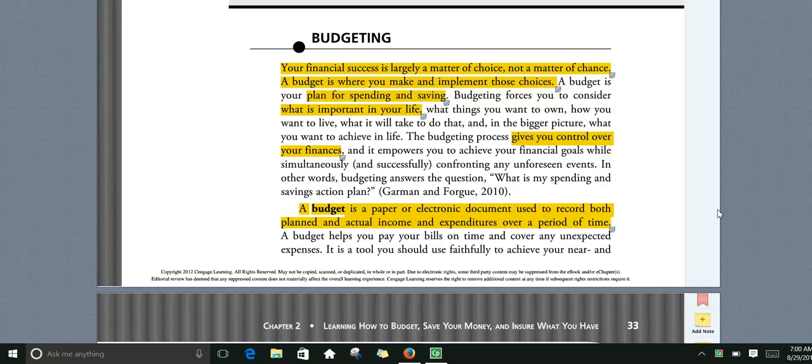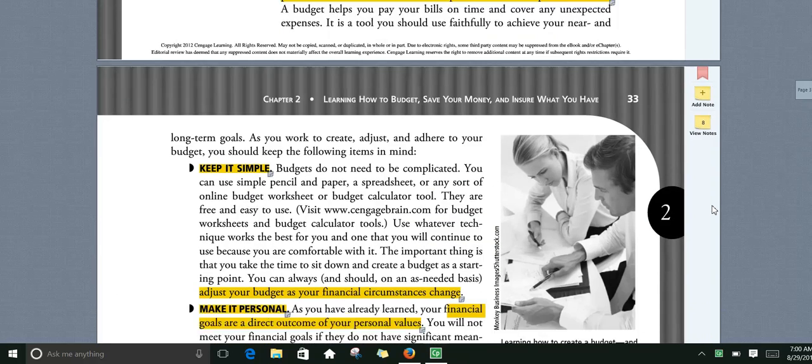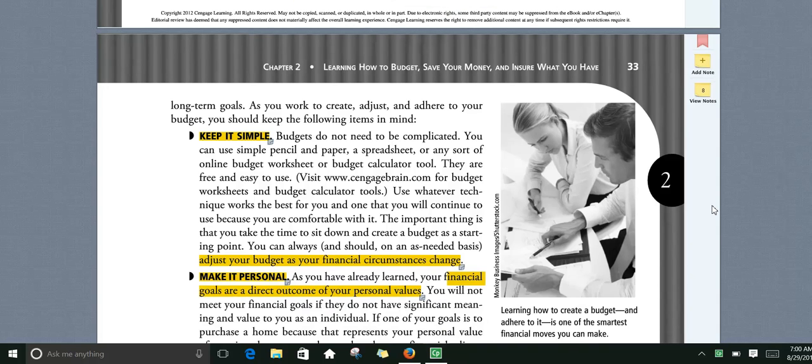A budget is usually a paper or electronic document used to record both planned and actual income and expenditures over a period of time. You want to keep it simple, and you want to adjust it as your financial circumstances change. If you get a raise or change jobs, the amount of income or the amount of expenses changes, then you'll need to adjust it.